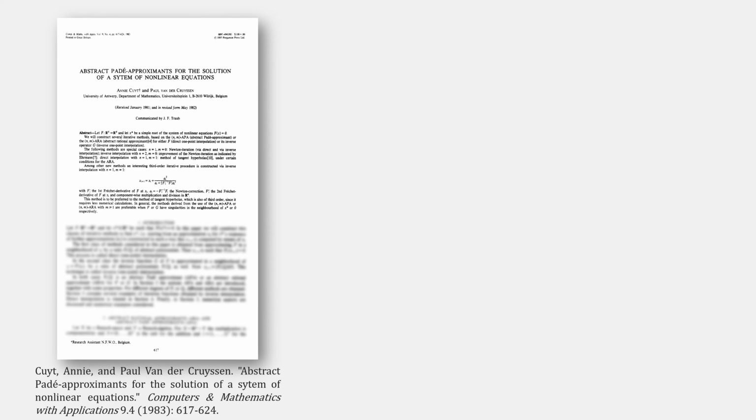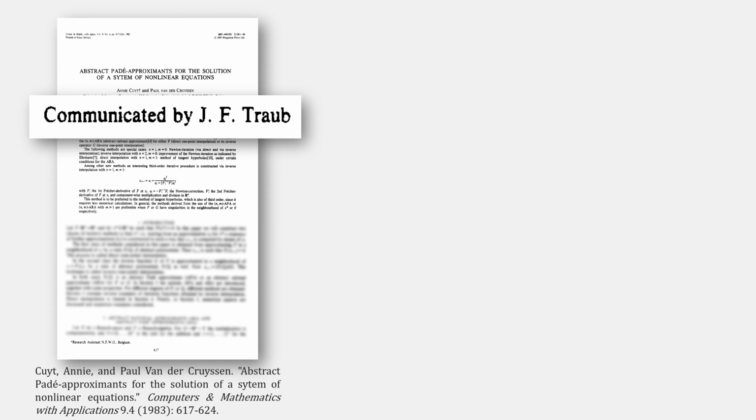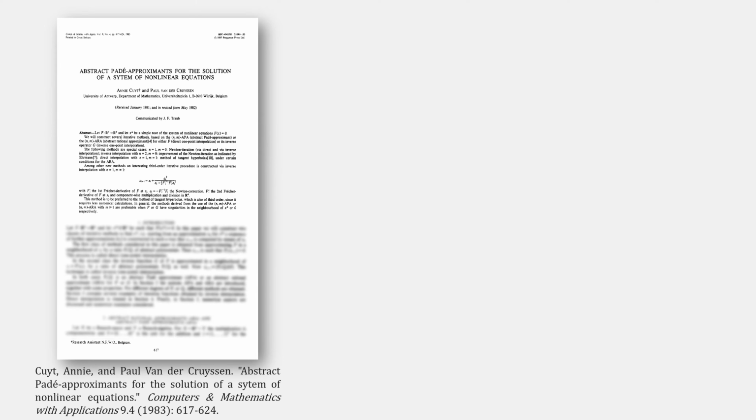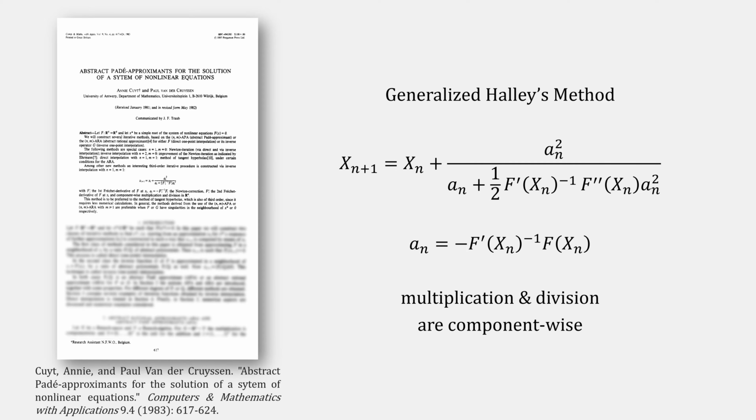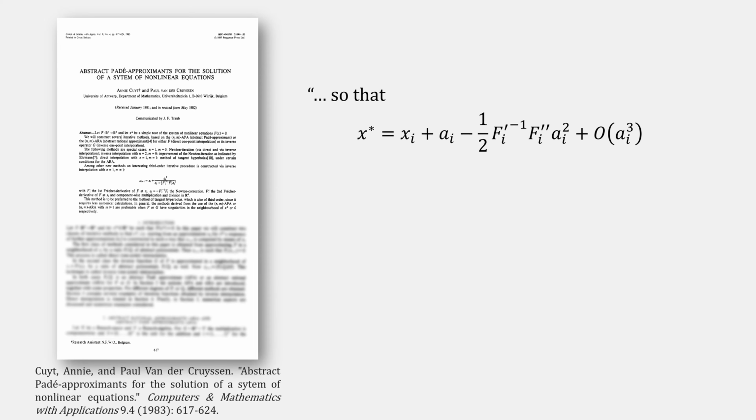Let's look at this paper by Annie Coit and Paul van der Kruisen. And fun fact, it was actually communicated by J.F. Traub. The authors give this generalized version of Halley's method using this formula, although it's not exactly as simple as that. They use a math that is very similar to Taylor series, giving this expression for x star.